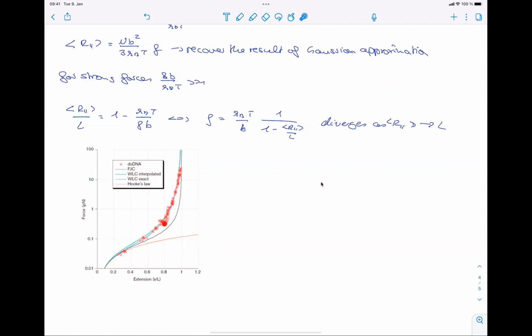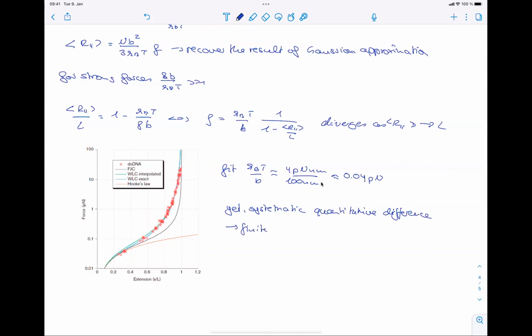And so from being able to fit these curves to this data, we can also fit here, sorry, k_B T over b, and that gives us 4 piconewton nanometer over 100 nanometer. So it's a scale of 0.04 piconewton that we can infer here to govern our dynamics from this data. Yet there's a systematic quantitative difference, which is due to the finite bending stiffness of DNA.